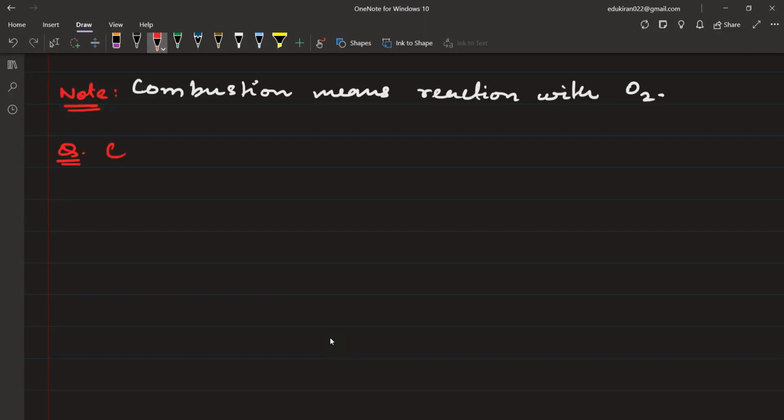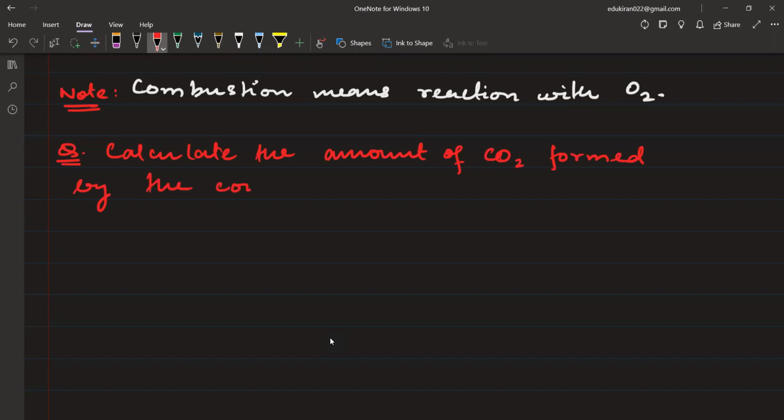Okay, now write a question. Calculate the amount of CO2 formed by the combustion of 8 grams of CH4. Okay. Now in this case, when you are having combustion and they have given, what have they given you here? They have given the mass of only one of the reactants, that is CH4. So first of all, what is the reaction?